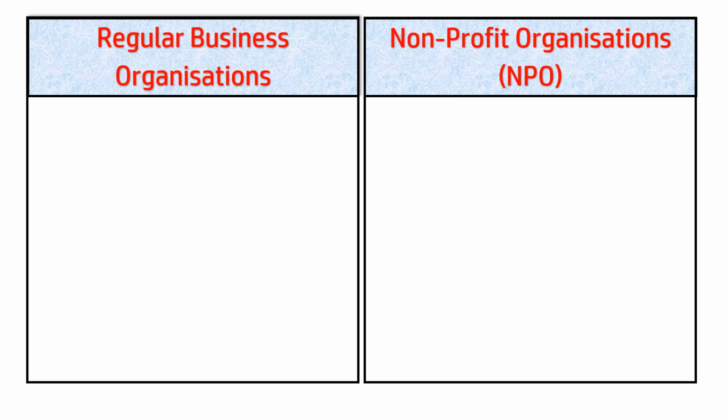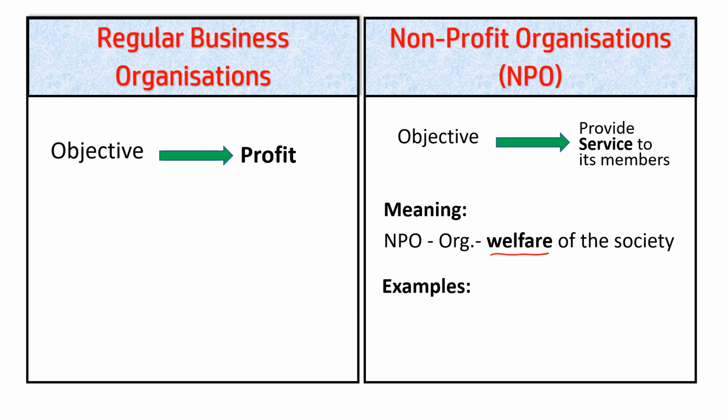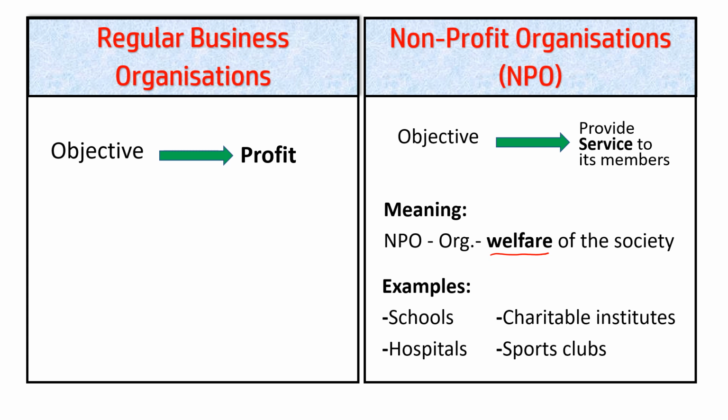The regular business organizations' main objective is to earn profit, but non-profit organizations, which are also known as NPOs, their main objective is to provide services to its members. Therefore, the meaning of NPO is the organizations which work for the welfare of the society. Examples of such organizations are schools, charitable institutes, hospitals, and sports.